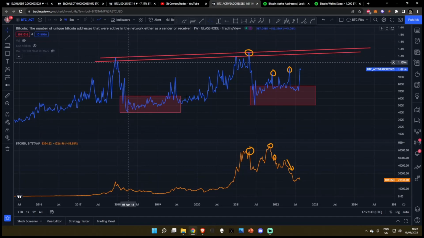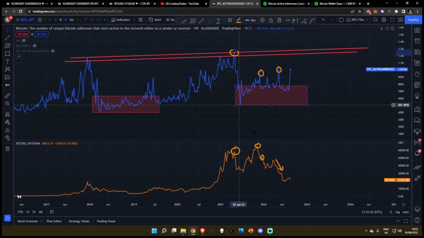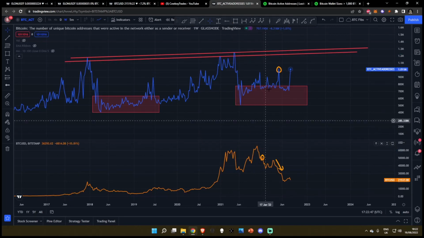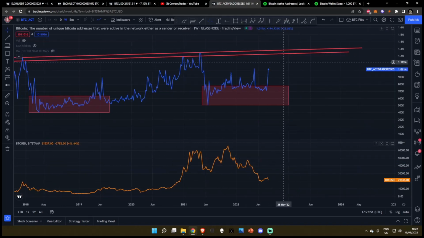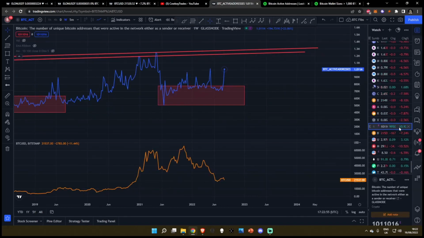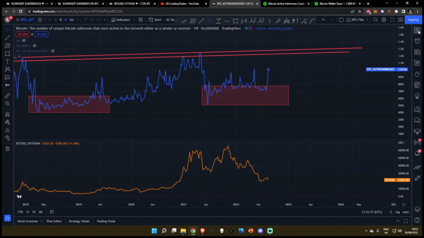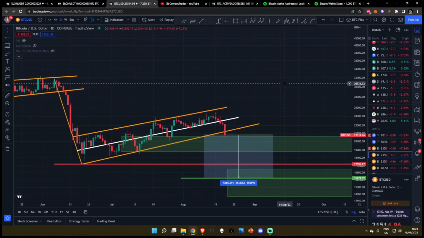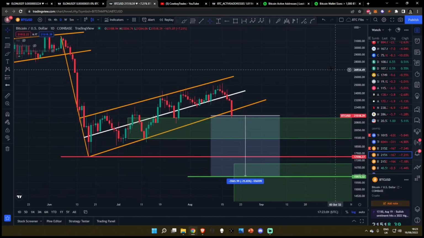We don't need to look at every single peak that's ever happened in the price action and correlate it to this. But as you can see, spikes in active addresses are not good for the price action. And at this moment in time, we've got another massive wick to the upside. If I look at my TradingView, you can see it's up about 11% on the daily, which comes as no surprise because Bitcoin is absolutely nosediving once again.